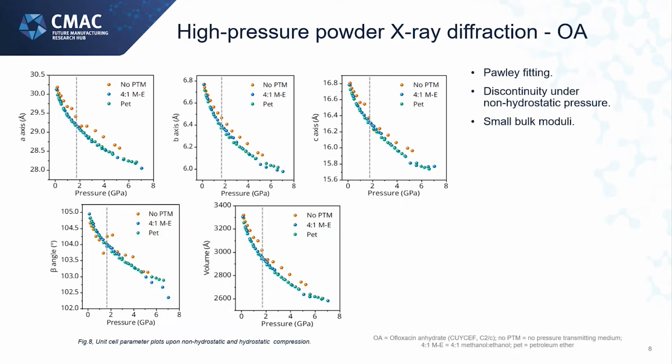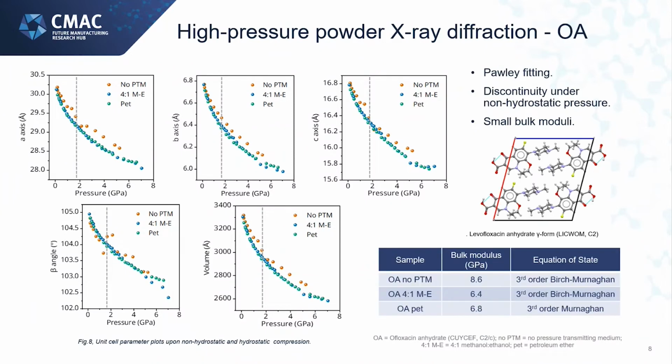When we roughly fitted all this data to the equations of state, regardless of whether there might be a phase transition or not, we obtained quite small bulk moduli, from around 8 to around 6 GPa for the non-hydrostatic pressure transmitting mediums. This is at the lower end of molecular solids. We do sort of expect it, since there's only intermolecular hydrogen bonding in these structures, and they're not very tight interactions between one another.